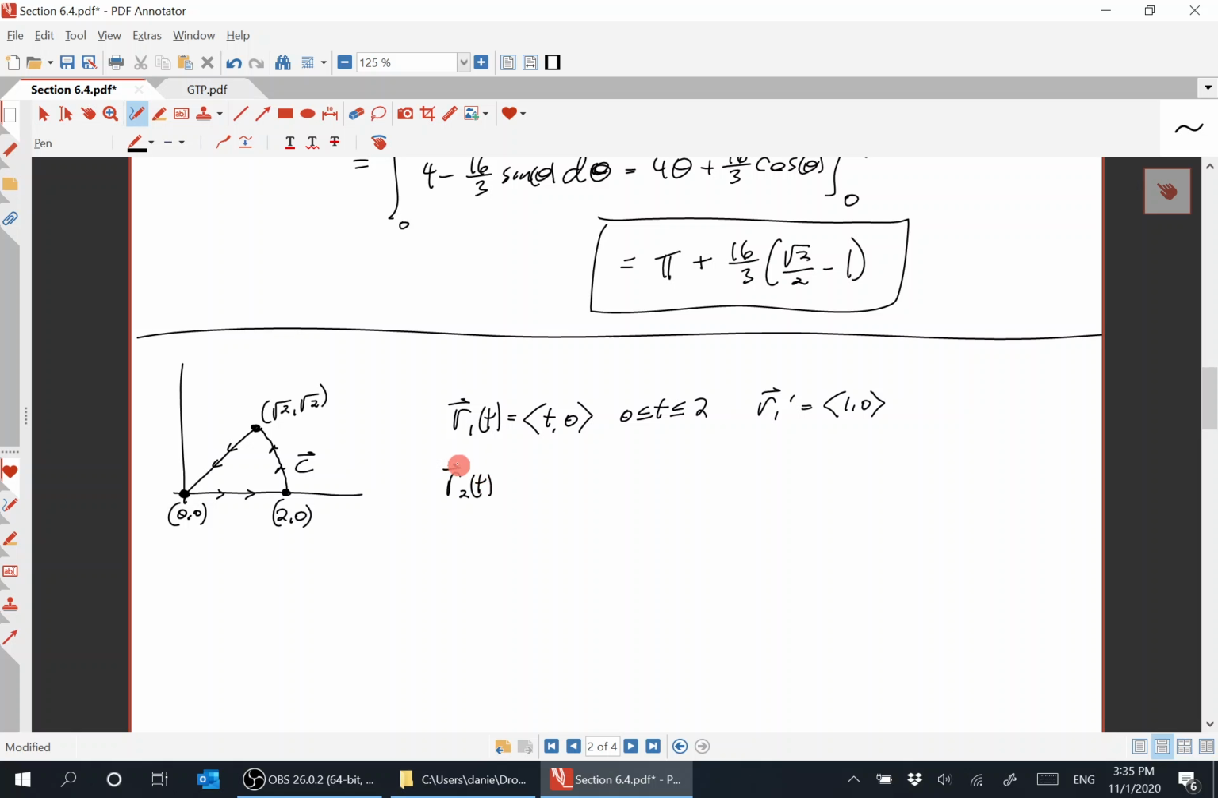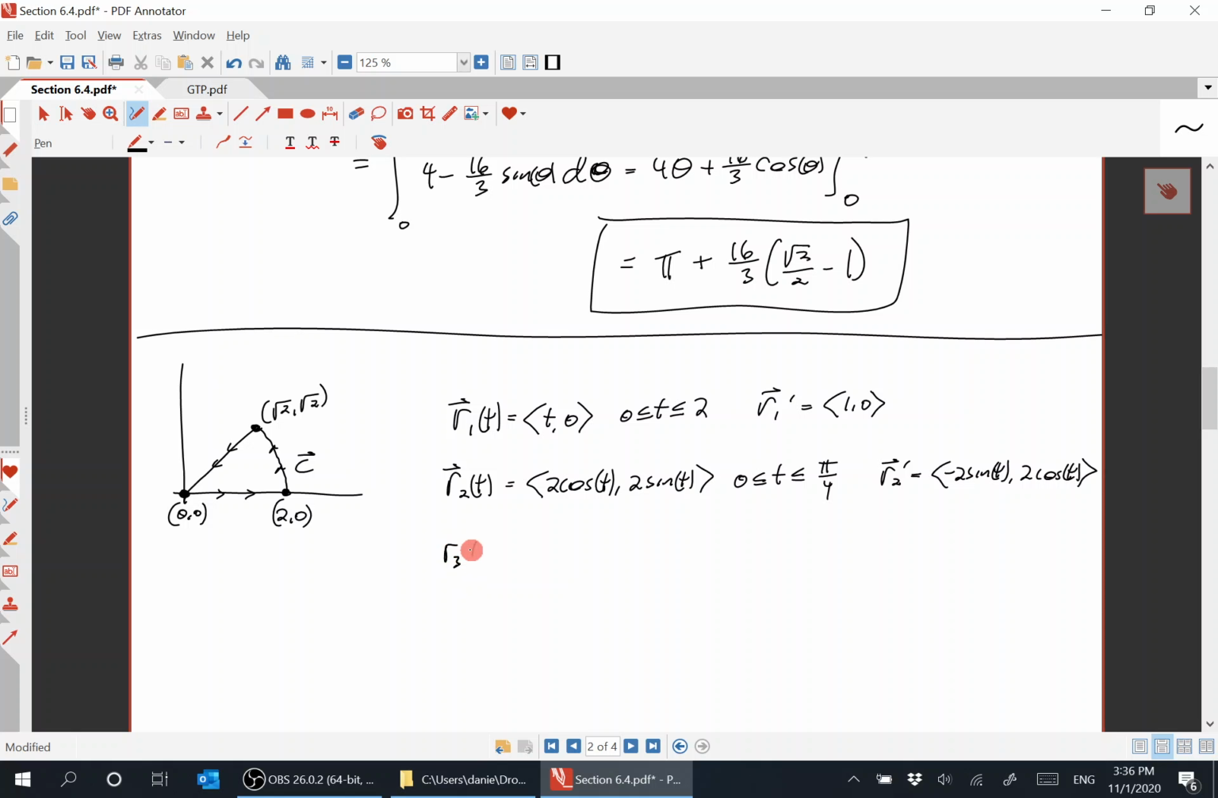R2 of t is going to be equal to, well, that's a circle. So this is a circle of radius 2: (2 cosine t, 2 sine t), with 0 less than or equal to t less than or equal to pi over 4. And then R2 prime is going to be equal to (minus 2 sine t, 2 cosine t).